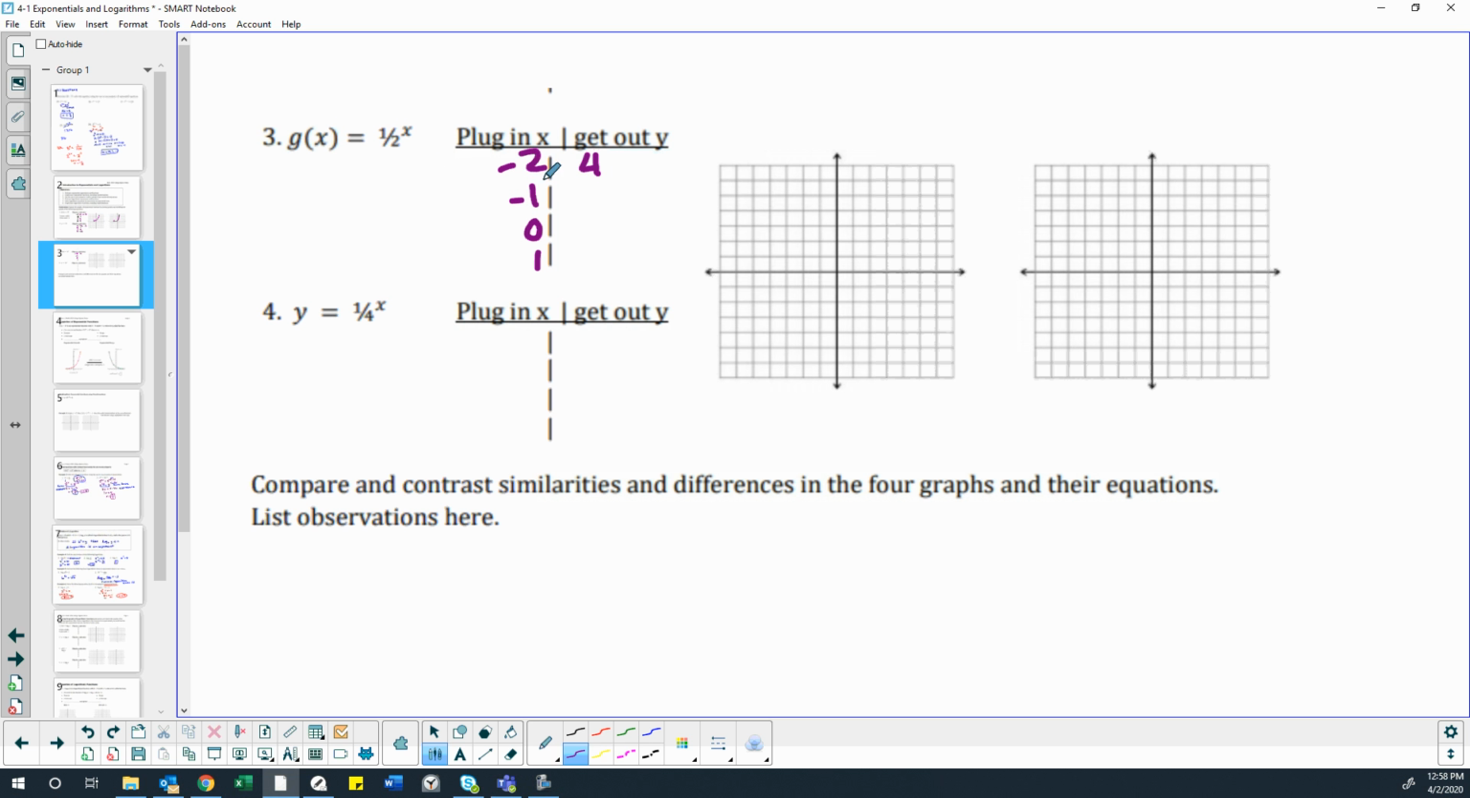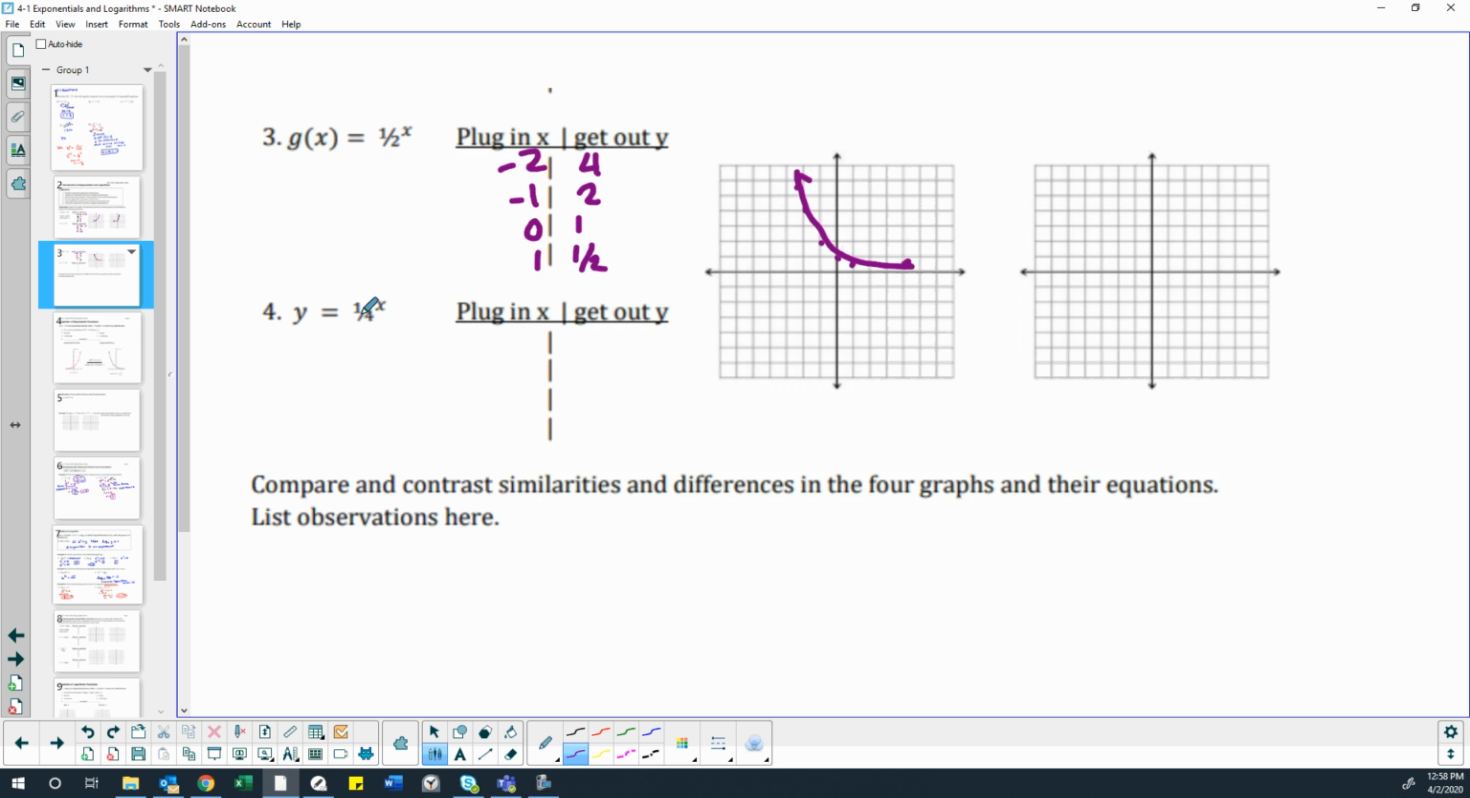And then 1/2 to the negative 1 power just flips it over. 1/2 to the 0 power is always 1. And then 1/2 to the 1 power just stays 1/2. So graphing this, I get negative 2 up 4, negative 1 up 2, 0, 1, and 1, 1/2. What you see here is a reverse of the first graph we did. So this one would be exponential decay because it's going down instead of up.